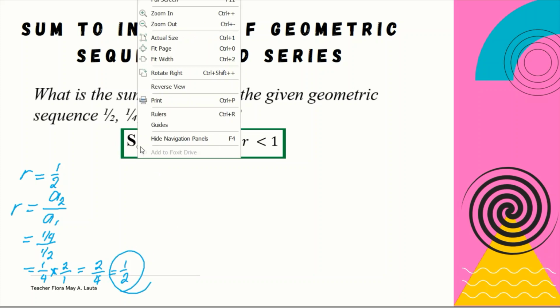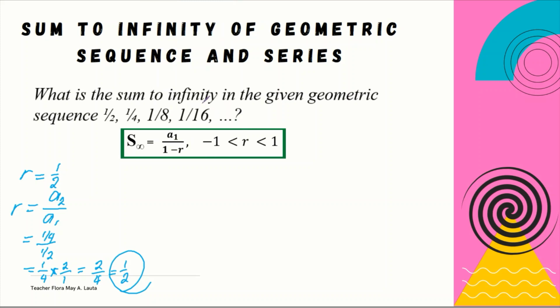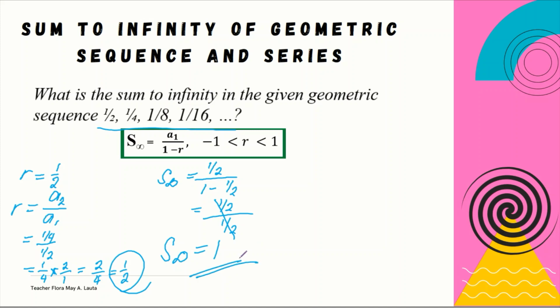Now let's solve for our sum to infinity. So, sum to infinity is equal to a sub 1, our a sub 1 is 1/2, divided by 1 minus r. Our r is 1/2. So, 1/2 divided by 1 minus 1/2 is 1/2. So, 1/2 divided by 1/2 is 1. So, therefore, the sum to infinity of this given geometric sequence is positive 1.